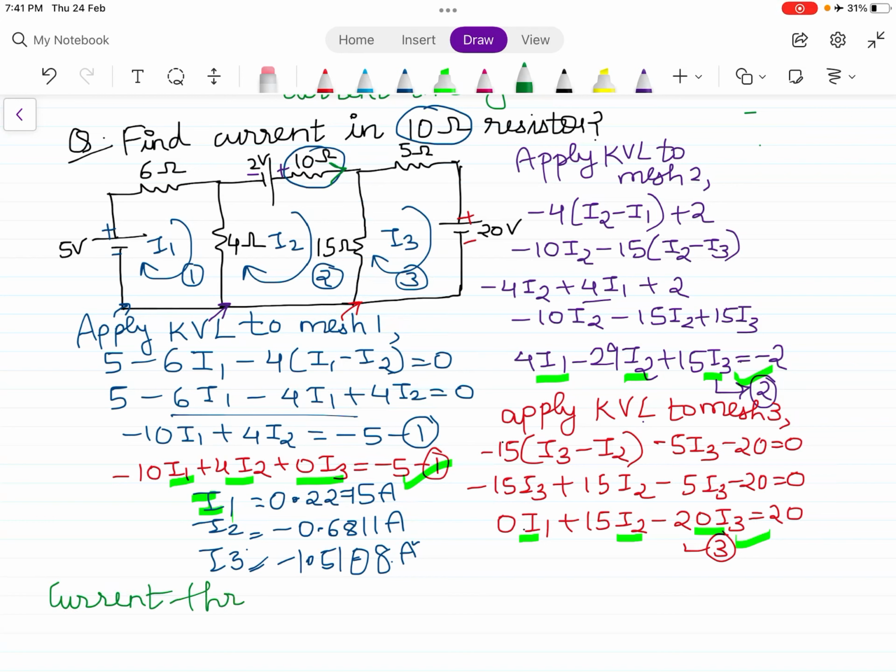We had assumed it to be in the right direction, but current is not flowing in the right direction, it is flowing in the left direction.